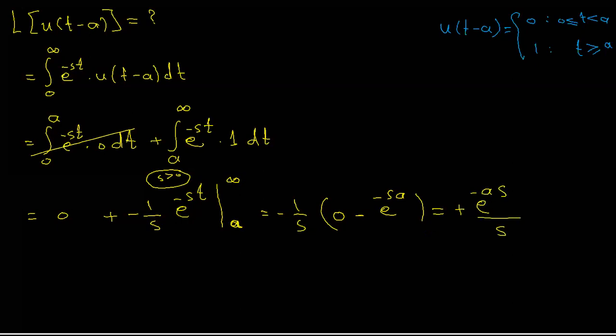So you can add to your cheat sheet that the Laplace transform of this unit step function is given by this formula, e to the negative as divided by s. It's a rule, and it is very important.